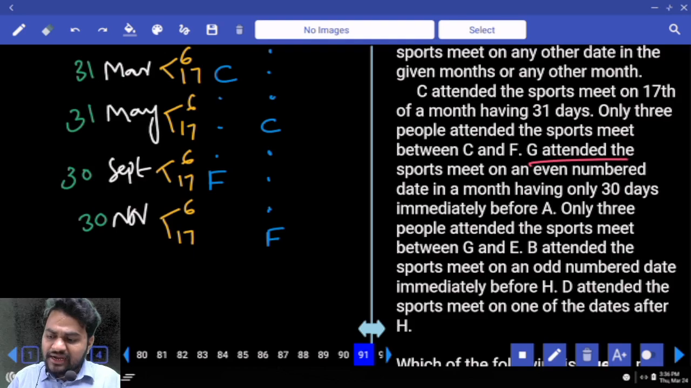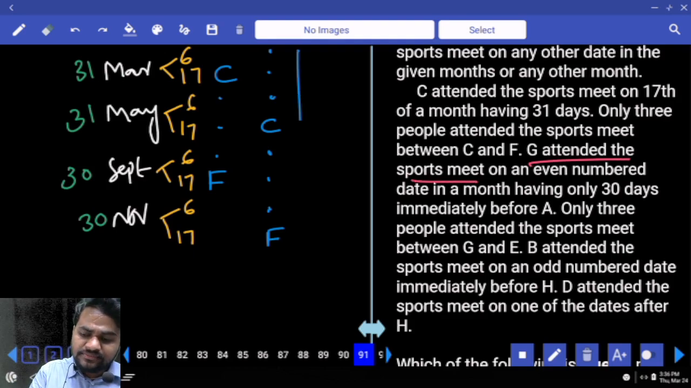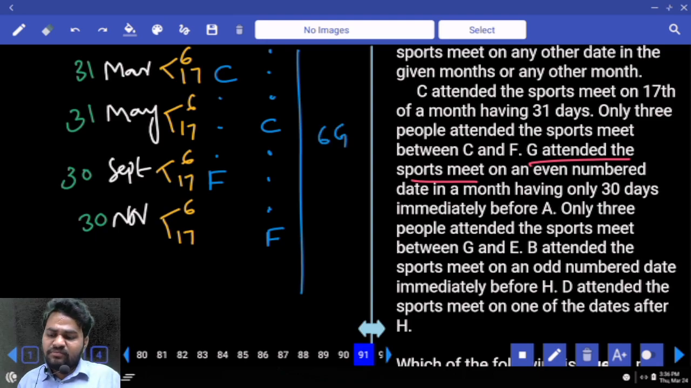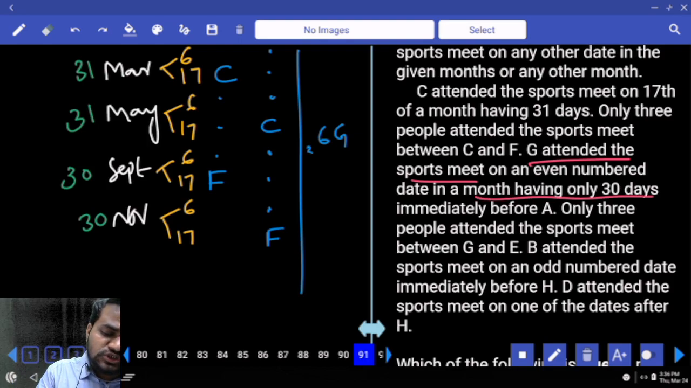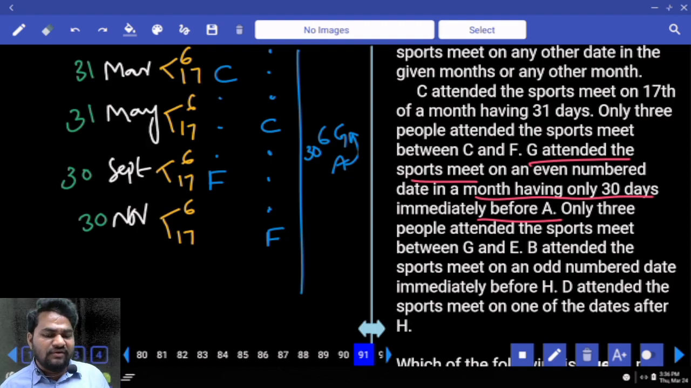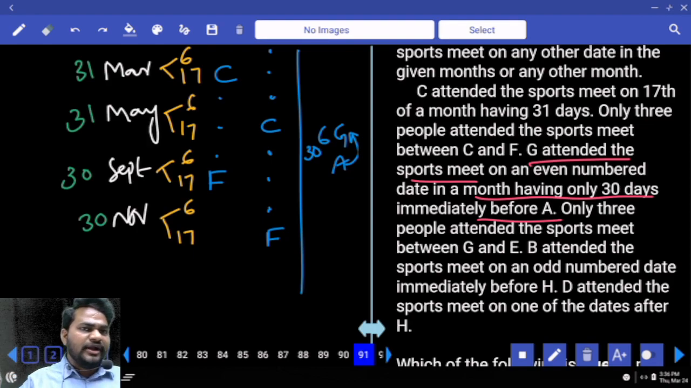Next, G attended the sports meet on an even number date. Wait, even number date is nothing but 6th only, in a month having only 30 days. That month should have 30 days immediately before A. So G should be on the 6th of the month having 30 days, and G should be immediately before A. Now look at the case here. In the first possibility, can I fix G here? No, immediately after G we need to have A.